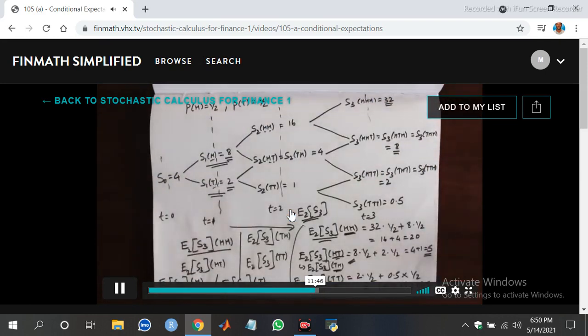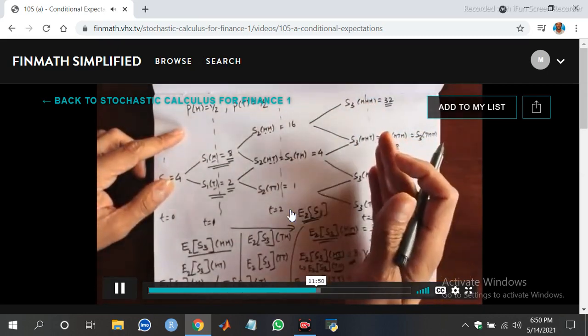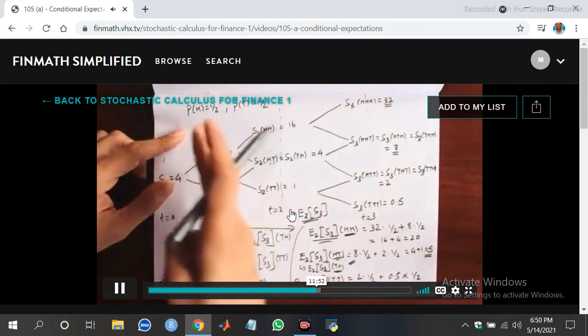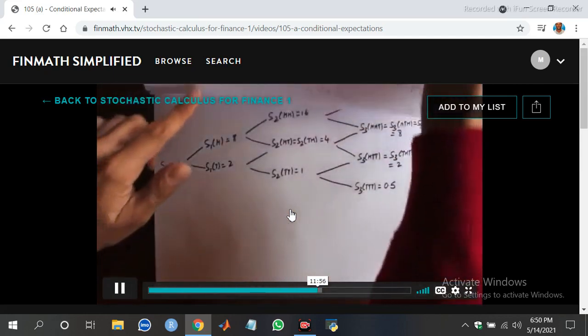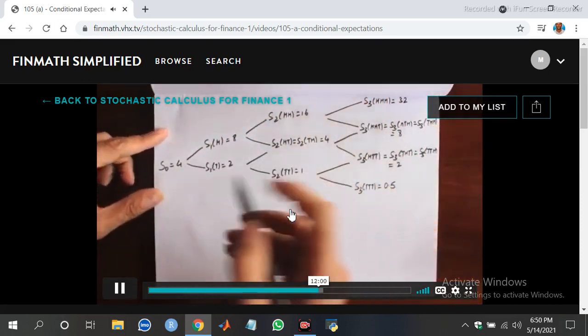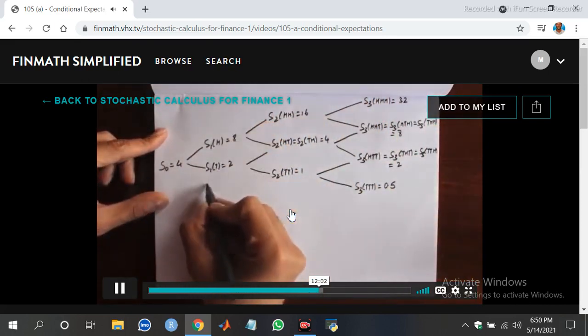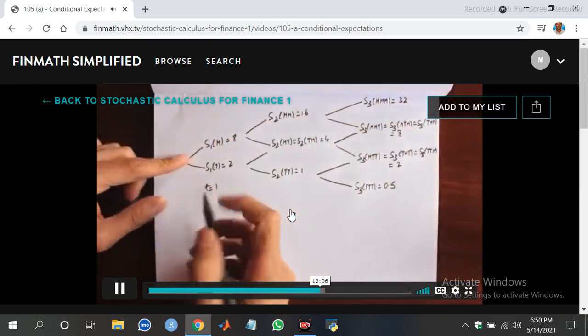So like we've calculated the expected value of S3 at time 2, we can also calculate the expected value of S3 at time 1, right? So let's do that next. So I've written down the same stock process here. What we want to do now is, this is time 1, and we want to calculate the expected value of S3 at time 1.